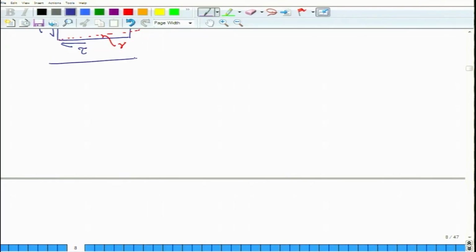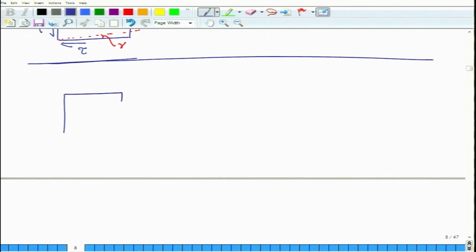So, consider this picture. So, now we are going to develop a relation for shear modulus for a unidirectional laminate. So, this is my cross section of the unidirectional laminate. Let us say that my fibers are running in this direction. So, this is fiber and this is matrix.